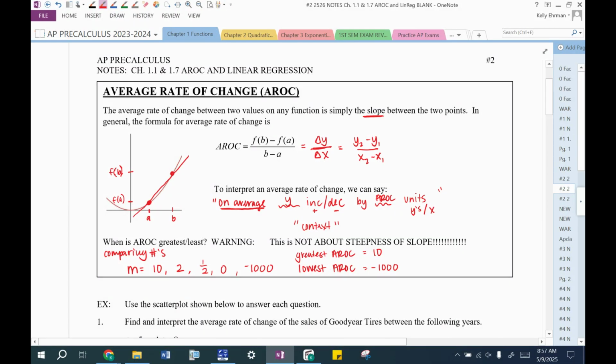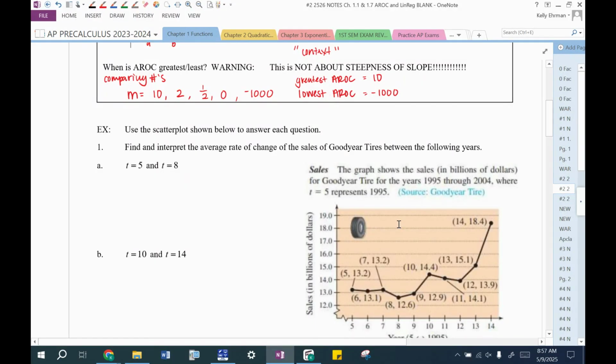If I had a bunch of negative numbers, like negative 10, negative 2, negative 1/2, 0, negative 1,000, 0 would be the highest, because the closer you are to 0, the higher your number is with negatives. Okay, I'm getting ahead of myself.